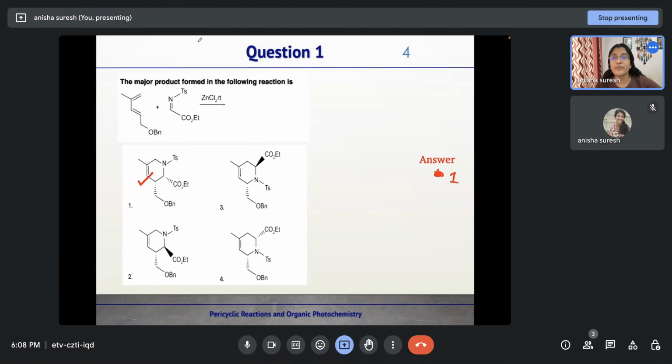So this is the electron rich center of the diene, and this is the electron deficient center, electron poor center, because of the presence of the CO2Et. Hence this will be the right answer.